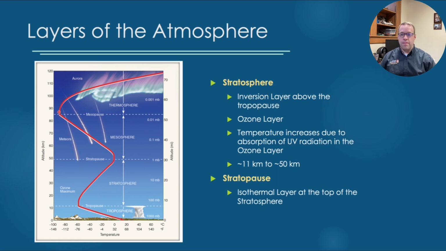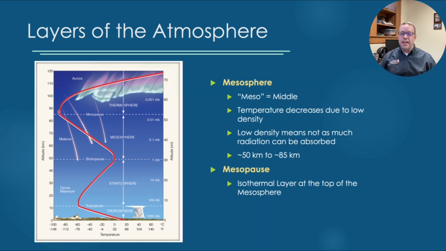mesopause. Sorry, I should move to the next slide so that you can see what I have written here. Meso just means middle. This is the middle of our atmosphere. Well, relatively speaking, we're almost out in outer space at this point because we're on top of 99.9% of our atmosphere or more. So that's the mesosphere and the mesopause.